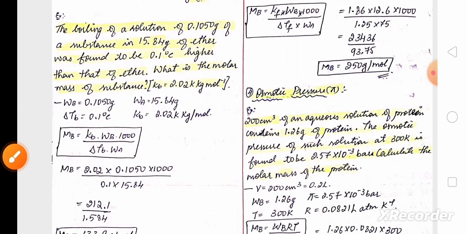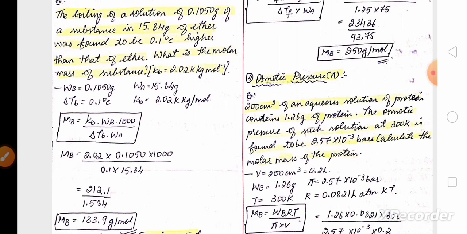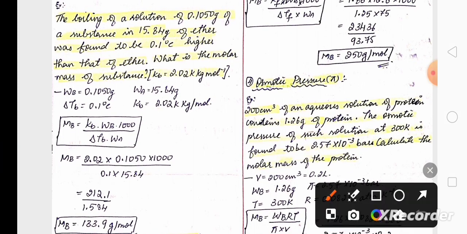From this also numericals are very important. Let us see a numerical. The boiling point of a solution of 0.1050 grams of substance in 15.84 grams of ether. Here two masses have been given. Gram is a unit of mass. The lesser mass is the mass of solute Wb, and the larger mass is the mass of solvent Wa.